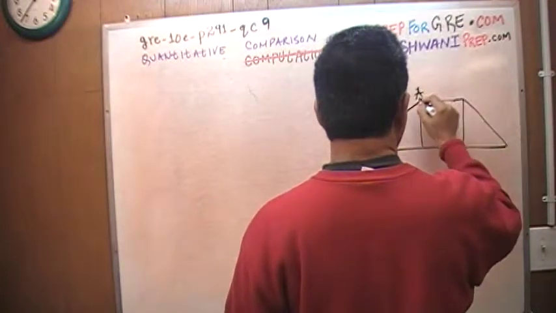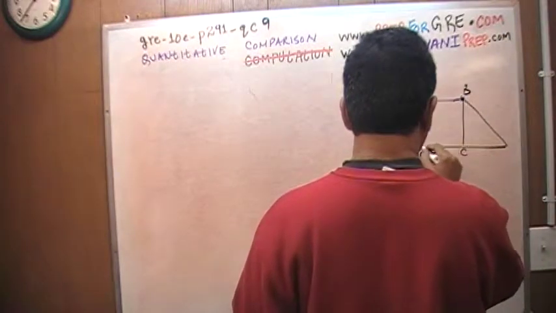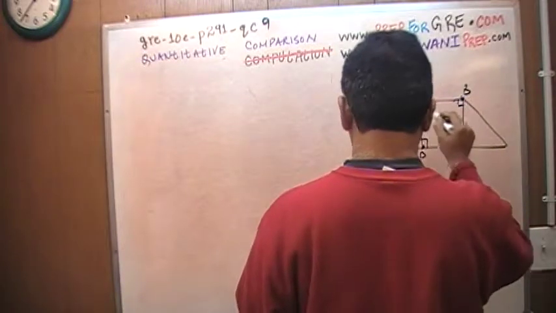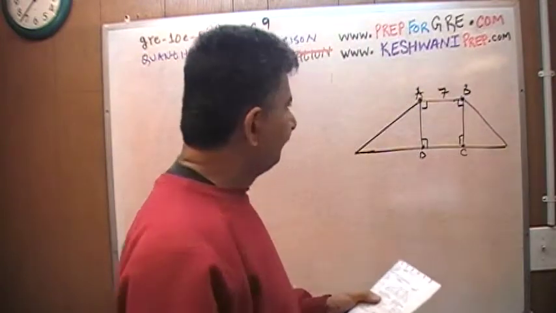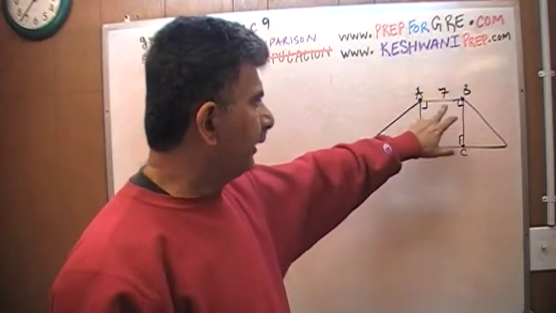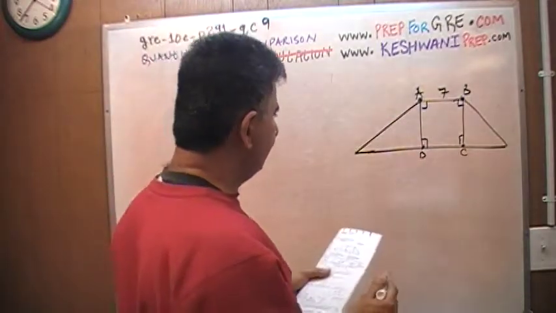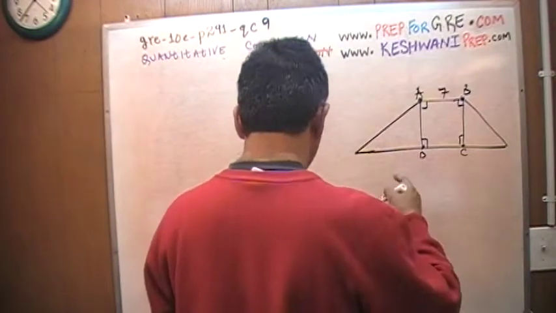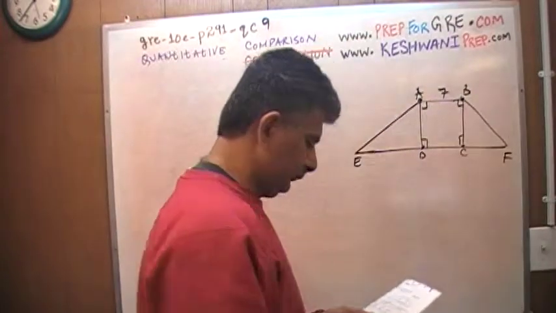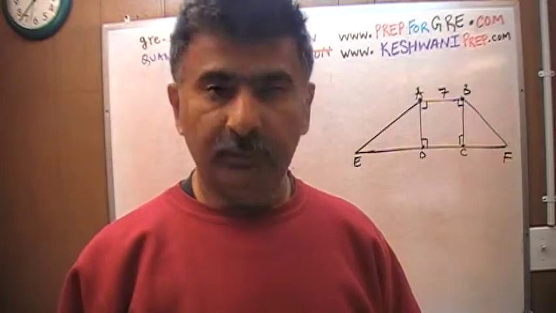A, B, C, and D. And they're telling me that these are all 90-degree angles. A to B we are told is 7. What else are we told? A, B, C, D, E, and F. What else do they tell you? I guess nothing else. That's all they tell you.